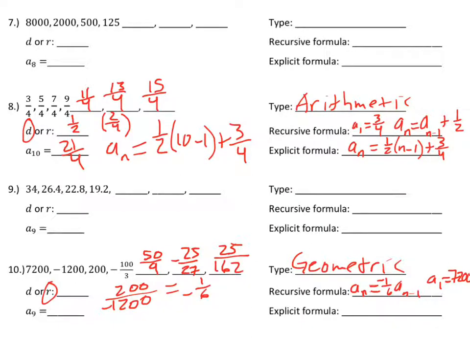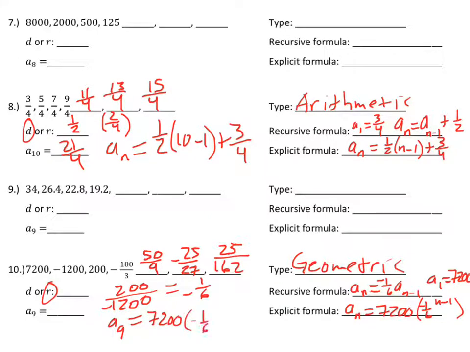If you want the explicit formula, a sub n equals the start value of 7200 times negative 1/6 to the n minus 1 power. So there's my explicit formula. If you want to get a sub 9, you're going to take 9 and plug it into your explicit formula.